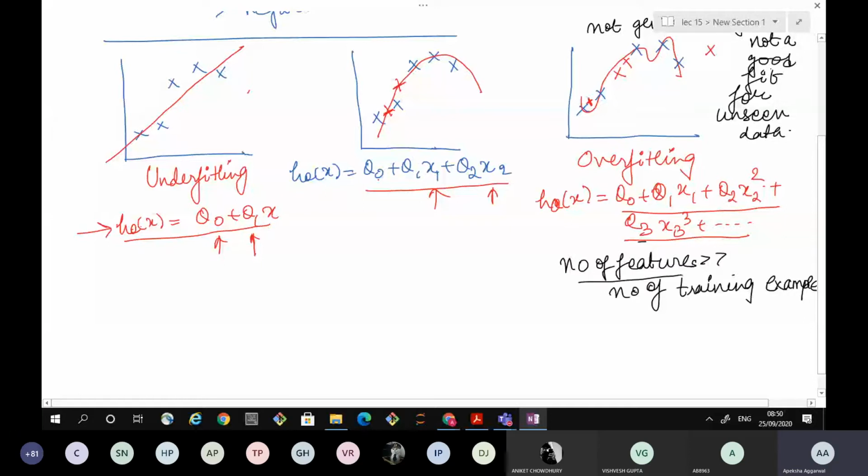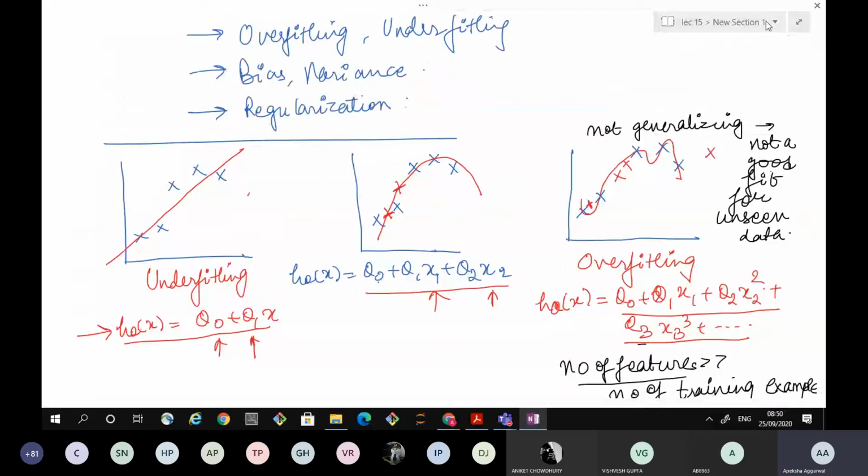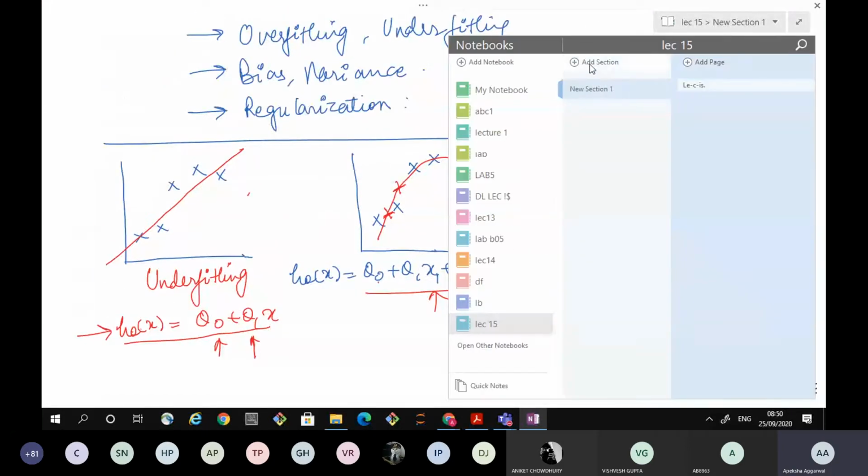So if the number of features is much more than the training examples, what can we do to avoid this overfitting situation? To avoid overfitting, we have several options.